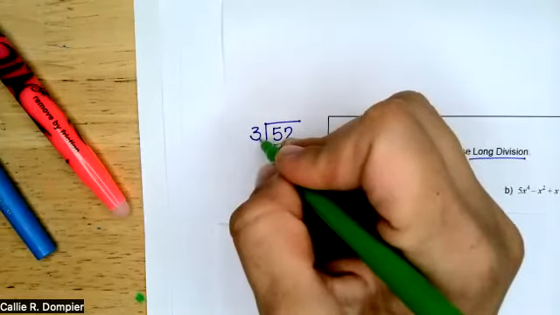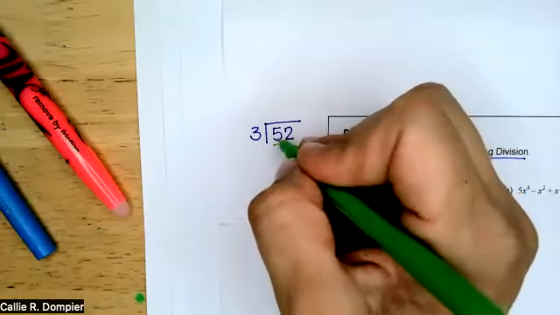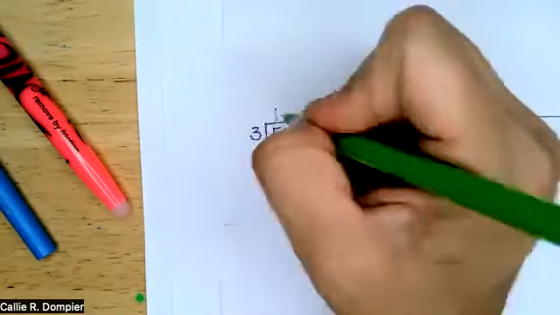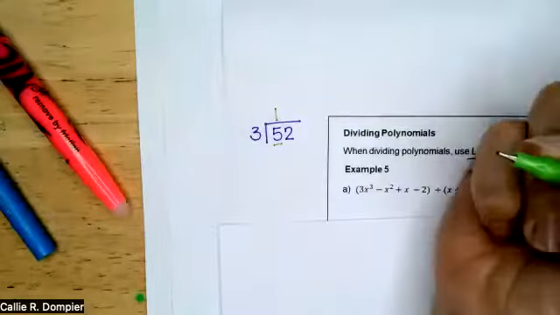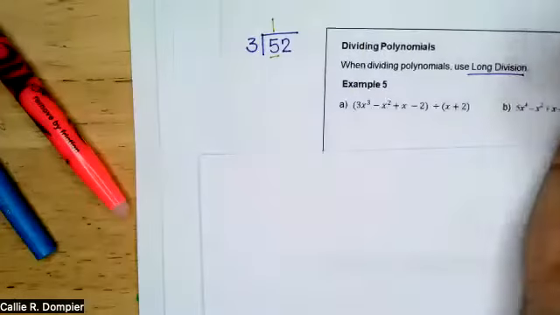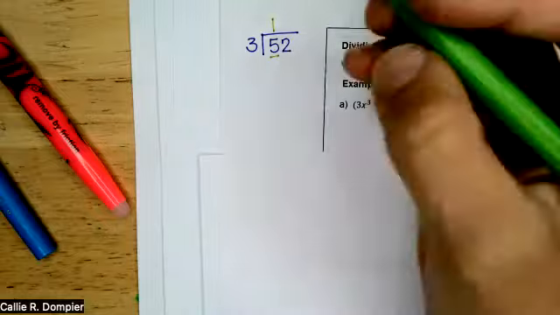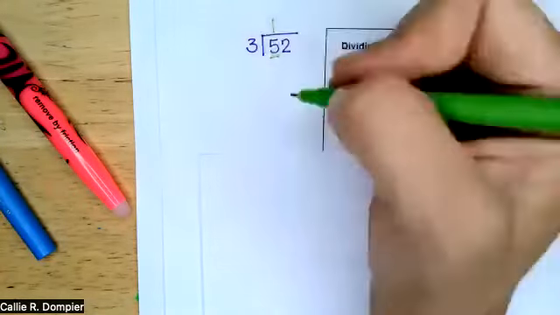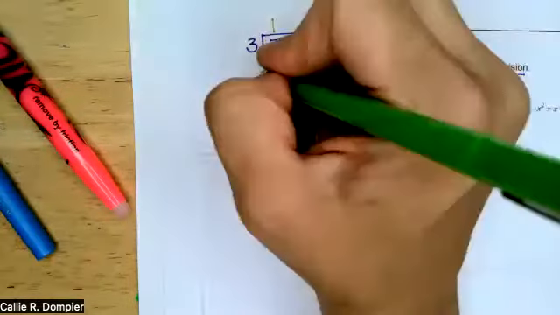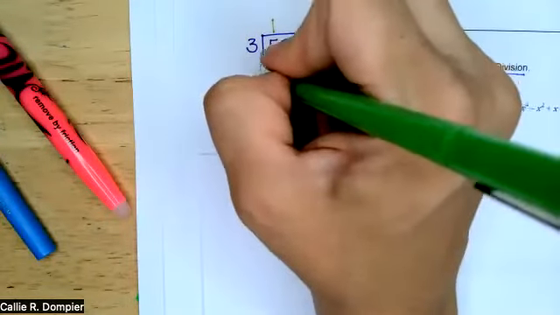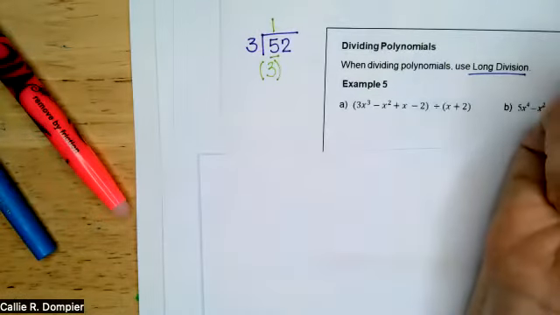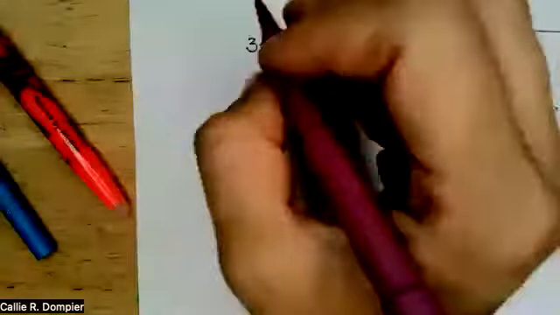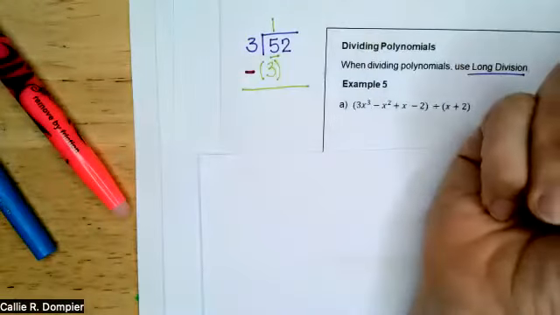3 one time is 3, 3 two times is 6, right? 6 is above 5. So we say 3 goes into 5 one time. We put that one right above the 5. And then what do we do with that 3? We multiply that 1 by the 3 and put it below the 5. 1 times 3 is a positive 3, right? Now, very important, we subtract it, okay?